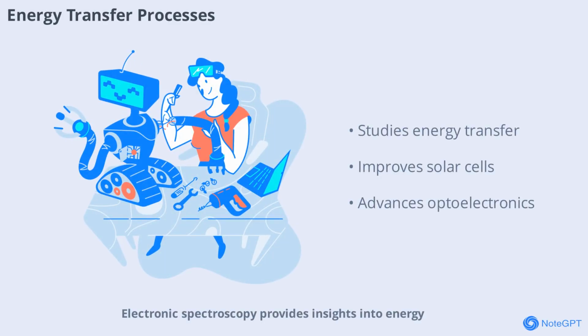Electronic spectroscopy provides insights into energy transfer processes within molecules and materials. By studying how energy moves between different parts of a system, scientists can design better solar cells, light-emitting devices, and sensors. Understanding these processes is key to advancing renewable energy and optoelectronic technologies.